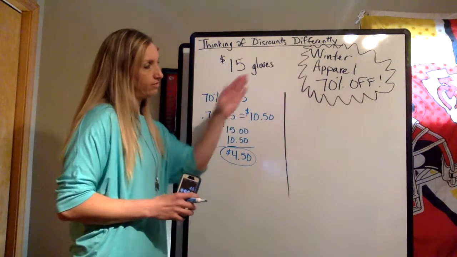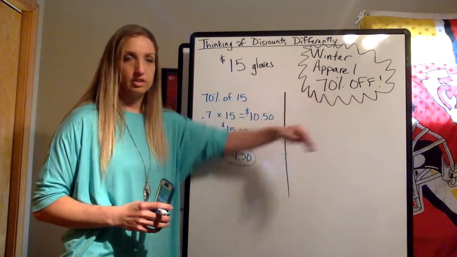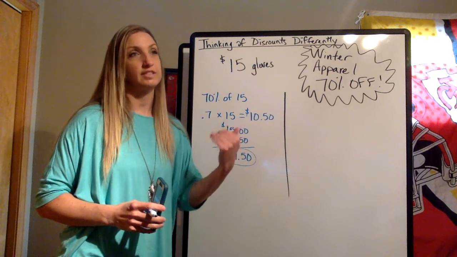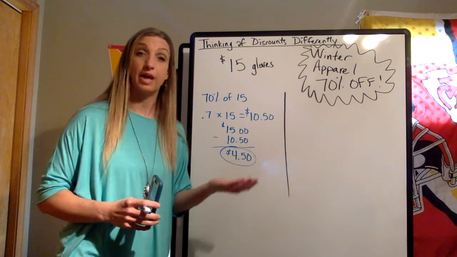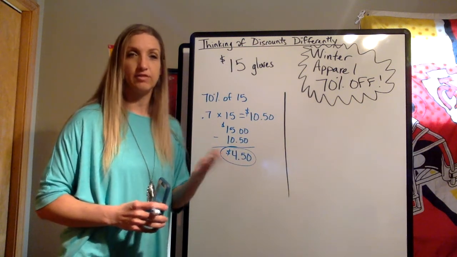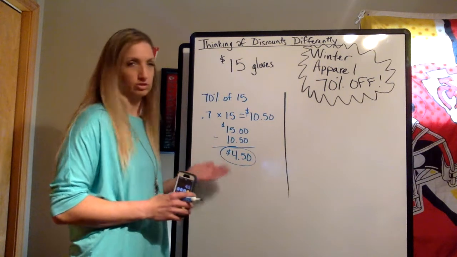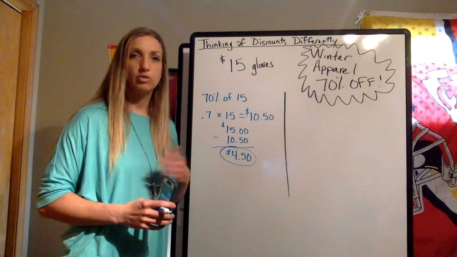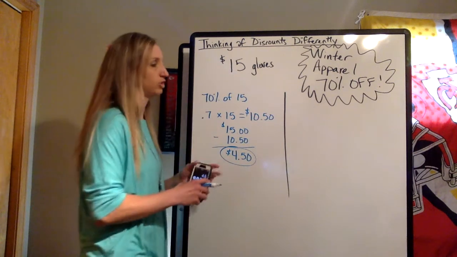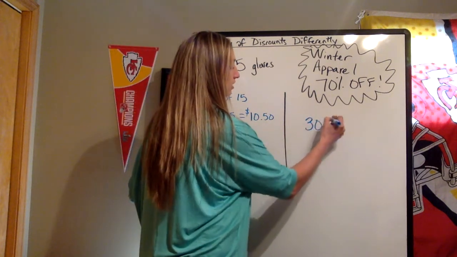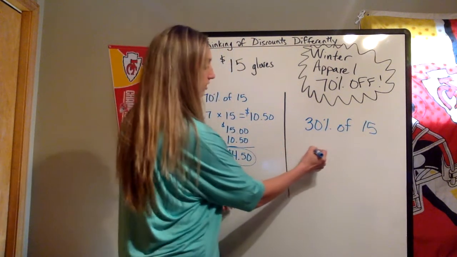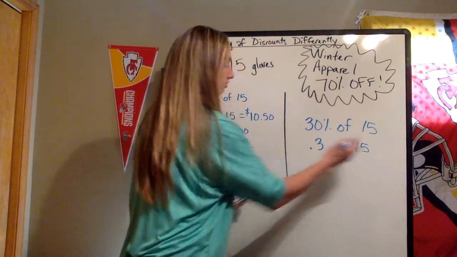If it's 70% off, then what percent are we actually paying for? If we're taking 70% off, then we're actually paying for 30% of it. So instead of finding 70% and then subtracting, just find 30% of 15. Let's try that. We're going to punch in 0.3 times 15.